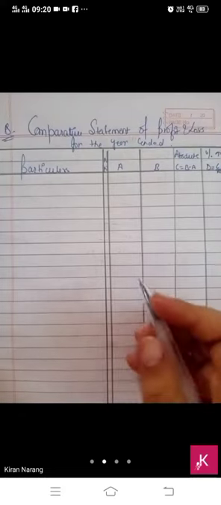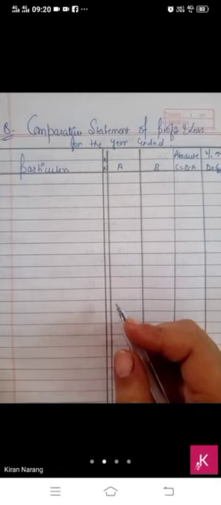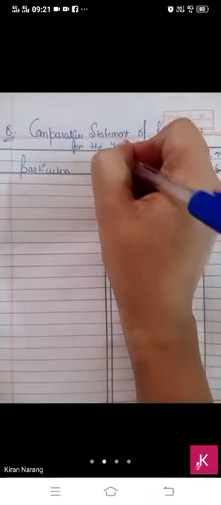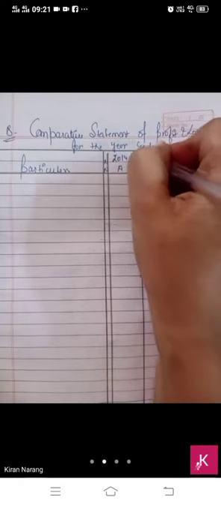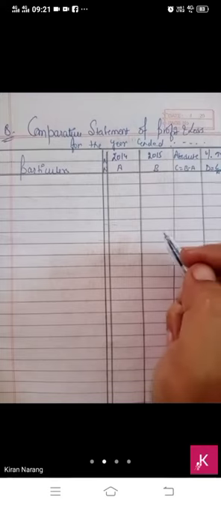Have a look at the 8th illustration now. Following is the statement of profit and loss of Sun India Limited for the year ended 31st March 2015. Here you will write the date. Comparative statement of profit and loss for the year ended 31st March 2015. So two years are given to you, 2014 and 2015. You have to write the previous year first and then the current year, with a lot of care.